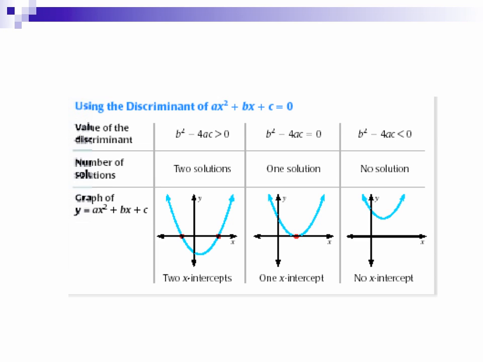If the discriminant is less than 0, if it's negative, then there are no solutions because the parabola never crosses the x-axis.